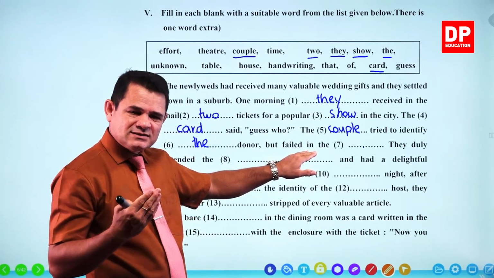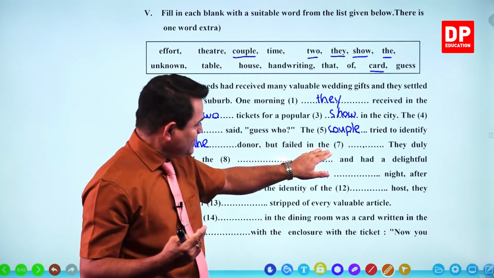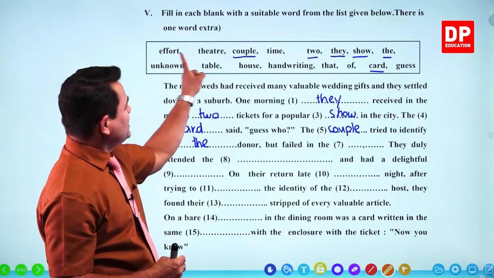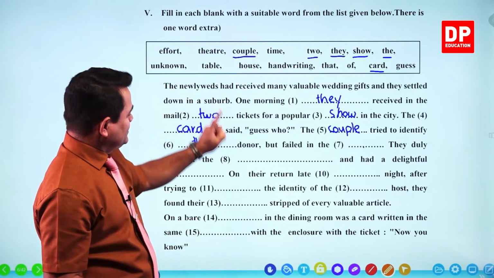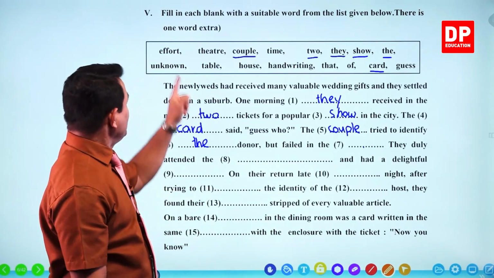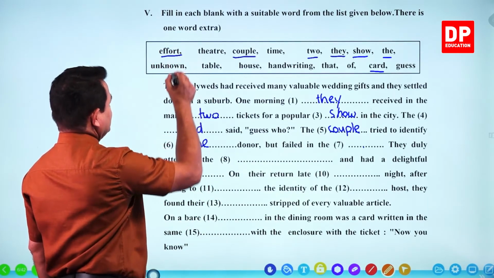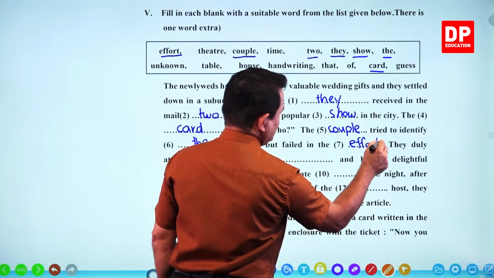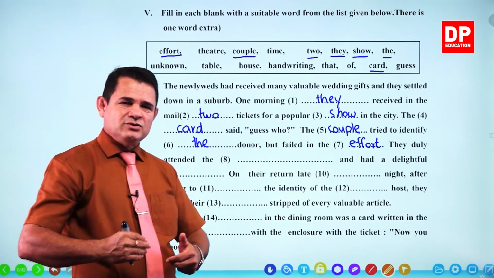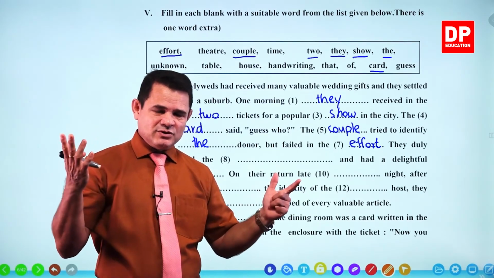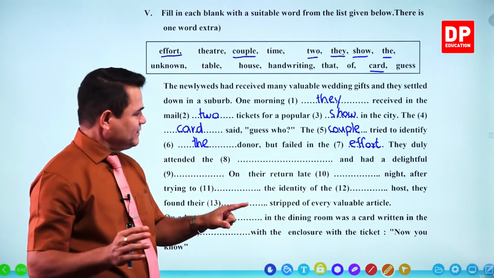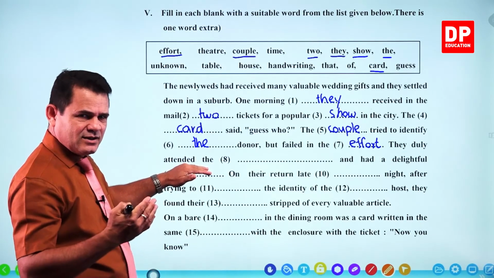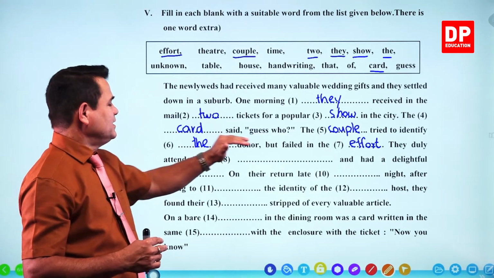But failed in the effort. Effort means try. They tried to guess looking at the words and thought about all these friends and still could not. Then they duly attended the show. Where did they go?